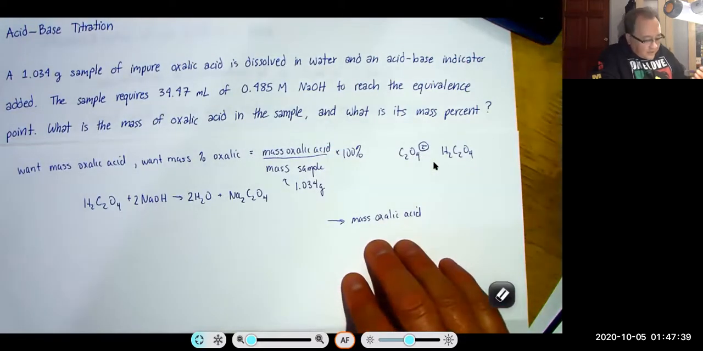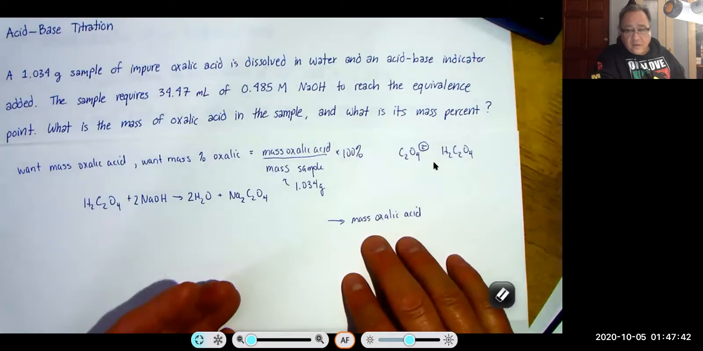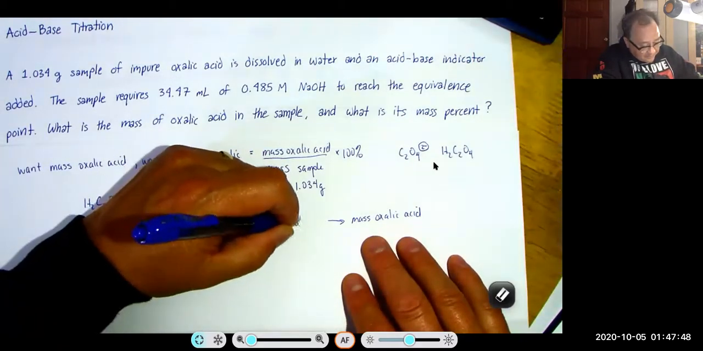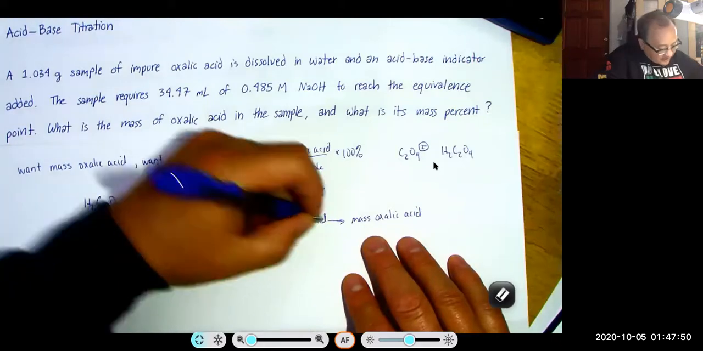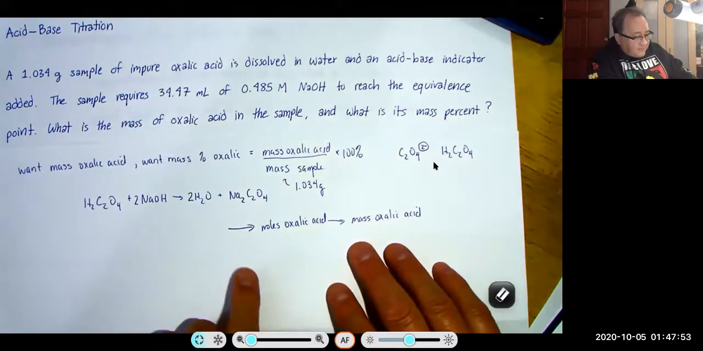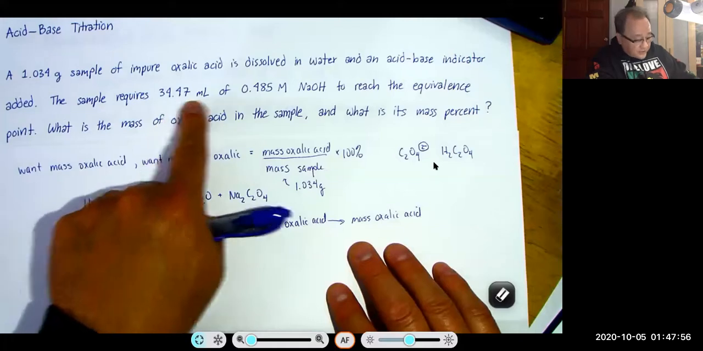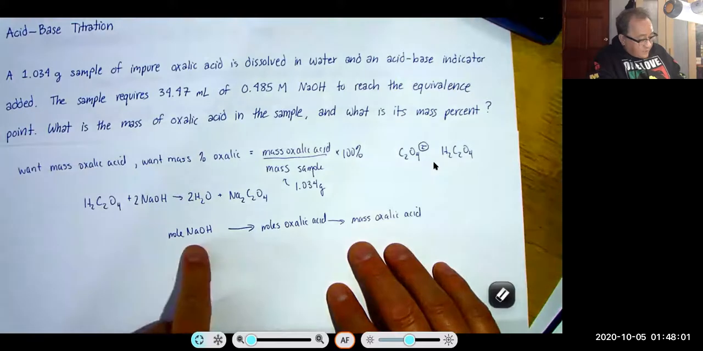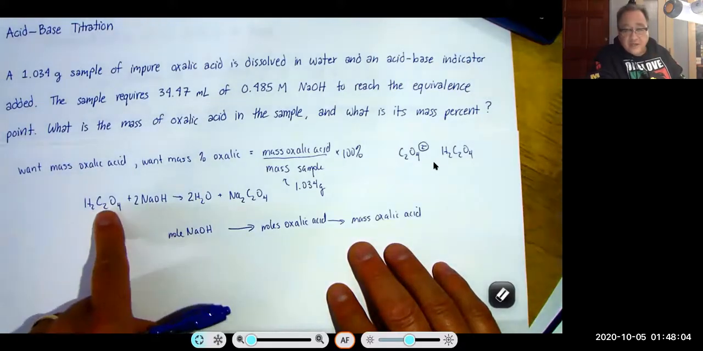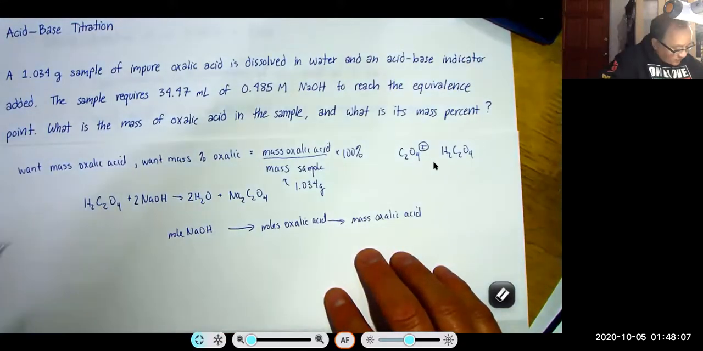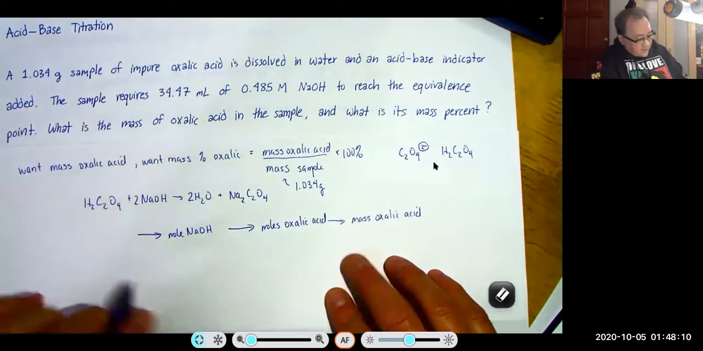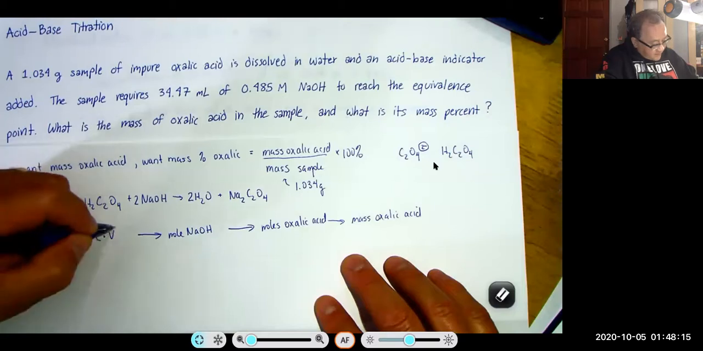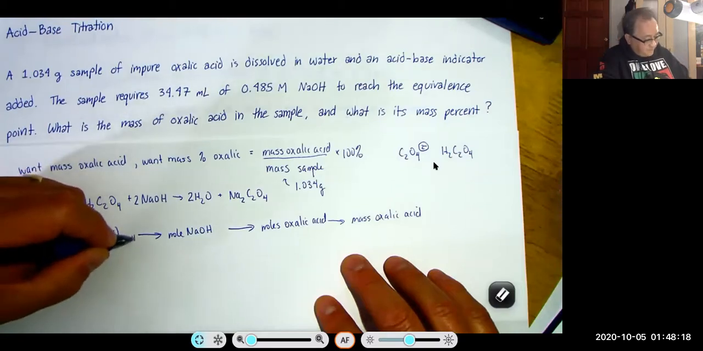Well, to get to the mass of oxalic acid, about the only way I know to get there is to have the moles of oxalic acid. So how am I going to get to the moles of oxalic acid? I have the feeling here, if I have a volume and a concentration, I should be able to get the moles of sodium hydroxide. And if I can get the moles of sodium hydroxide, then I can get the moles of oxalic acid because I have a balanced equation. So how am I going to get my moles of sodium hydroxide? Well, I'm going to use the concentration and the volume of my sodium hydroxide.